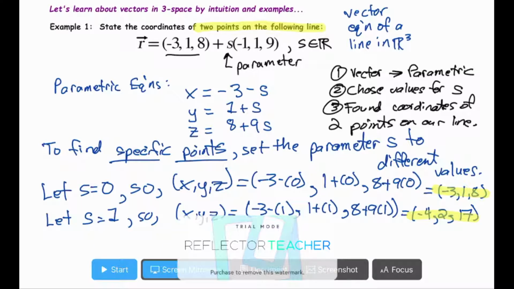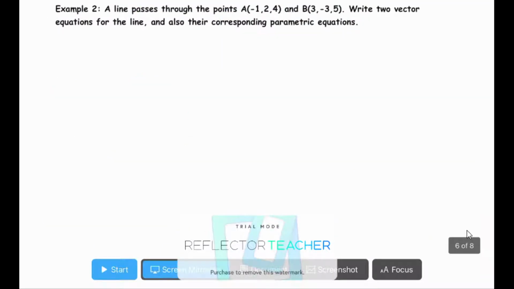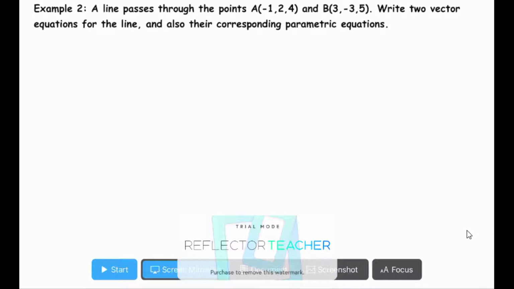In example number 2, a line passes through the points A, which is located at -1, 2, 4, and point B at 3, -3, 5. Write two vector equations for the line and also their corresponding parametric equations. Remember, we've talked before that there is not the vector equation of a line. There is a vector equation. There's more than one way to write it. So let's take a look.